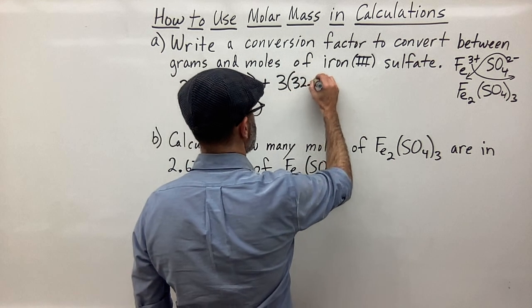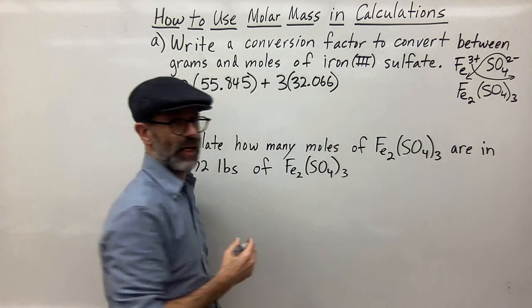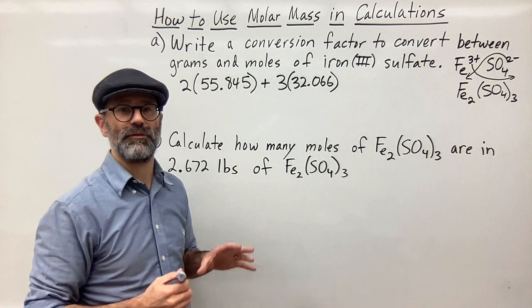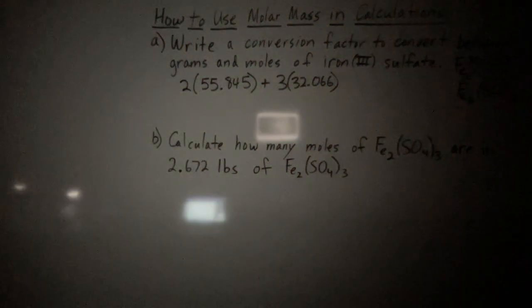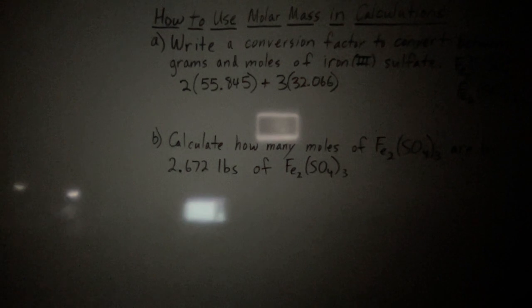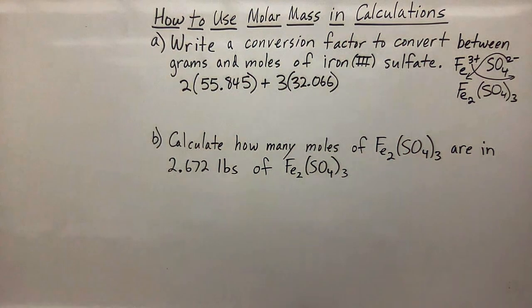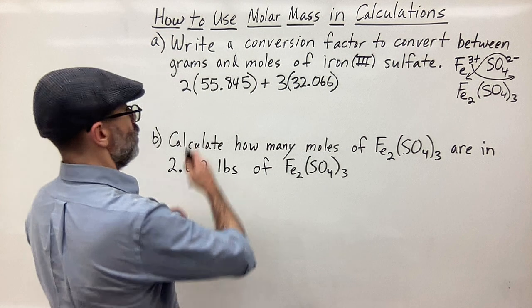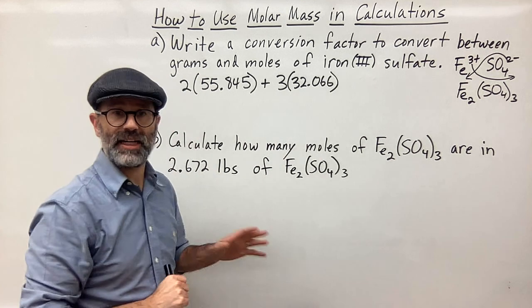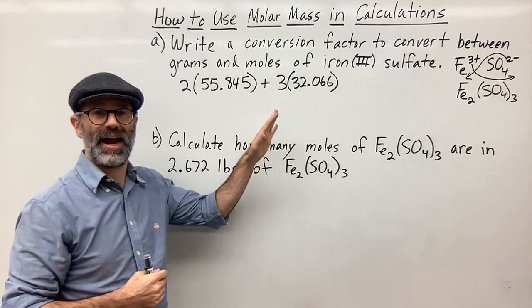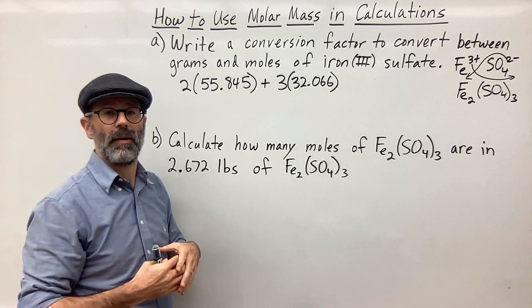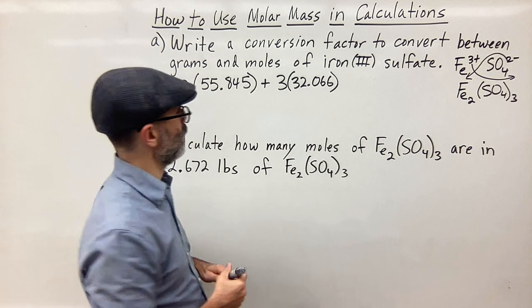3 times 32.066. Now, if your periodic table has slightly different atomic masses, that's perfectly fine. Excuse me. Sorry about that. If your numbers are different, that's fine. Just use the numbers that are on your periodic table. The number that I get and the number that you get will be pretty darn close, so I wouldn't worry too much about that.